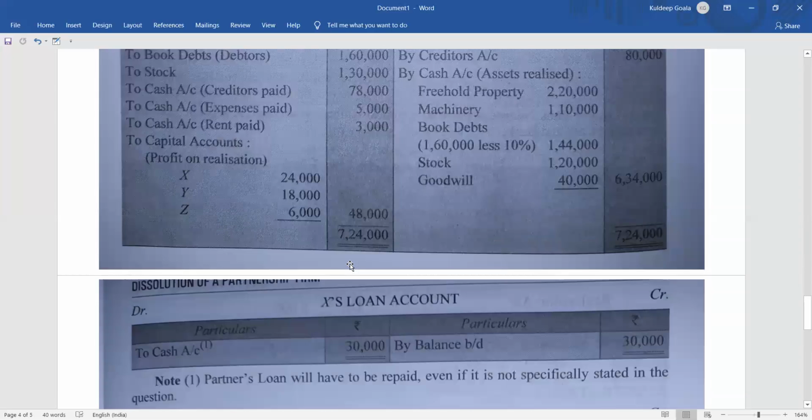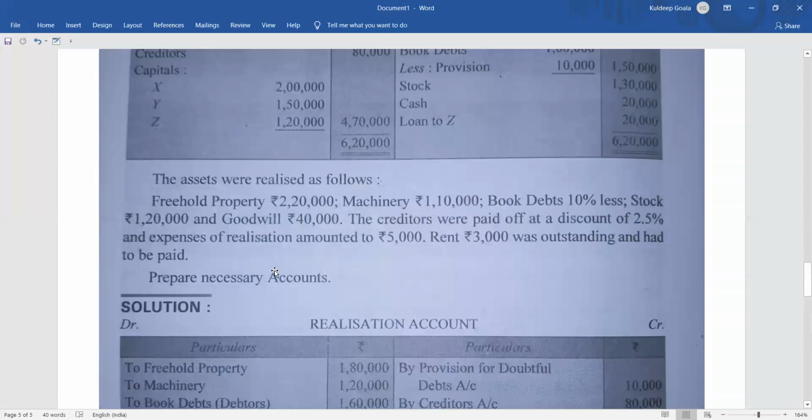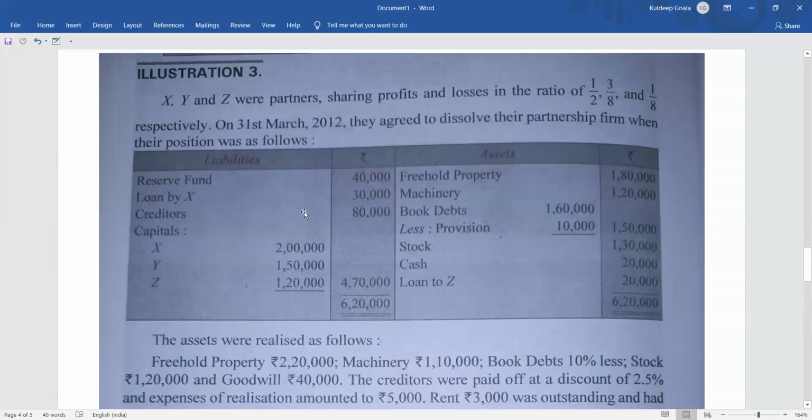So it will be coming like this: by balance brought down 2 lakh in case of X, 1,50,000 in case of Y, and 1,20,000 in case of Z. Now let's see what is there in the balance sheet that will come in the partners capital. So only one thing is there in the liability side, that is reserve fund of 40,000.